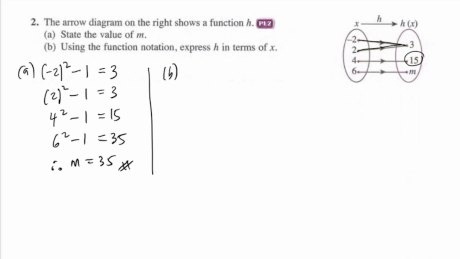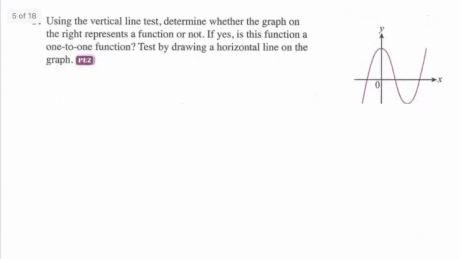Part B, you have to use a function notation to express h in terms of x. In this case, we can say h: x → x² − 1. This is the conventional, the standard way of writing, but you can also write h(x) = x² − 1. All right, that is question number 2. Moving on to question number 3.